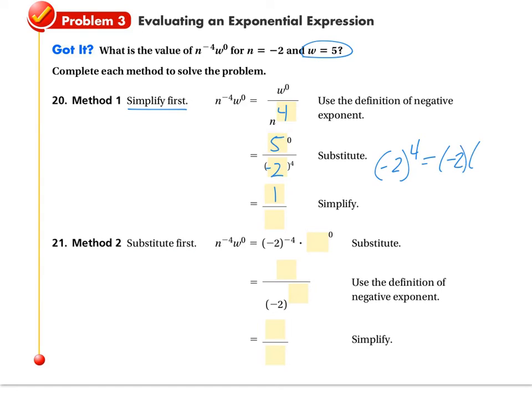equals negative 2 times negative 2 times negative 2, and I'm running out of room, but times negative 2. So these two together make a positive 4. These two make a positive 4. 4 times 4 is 16.